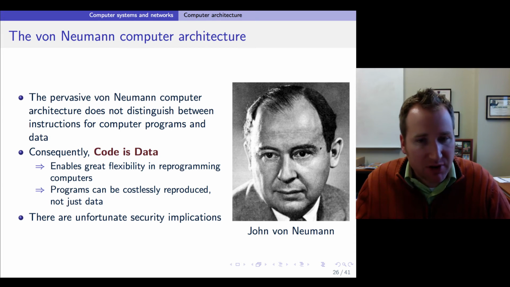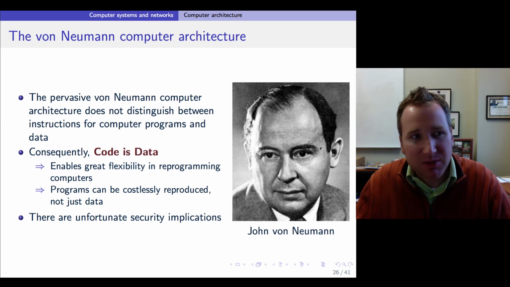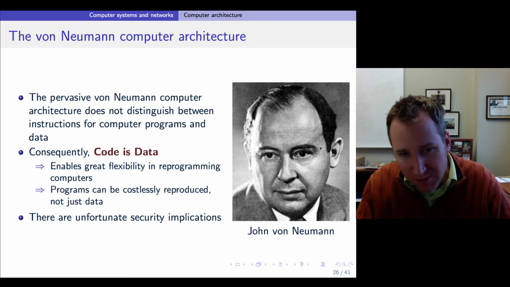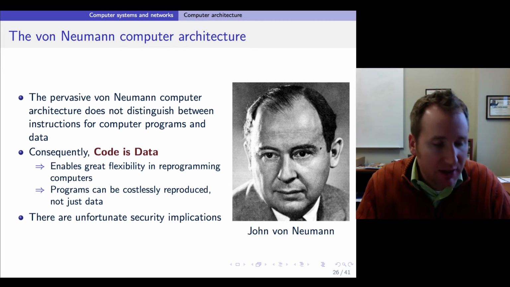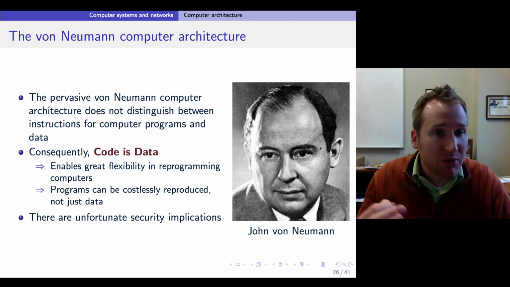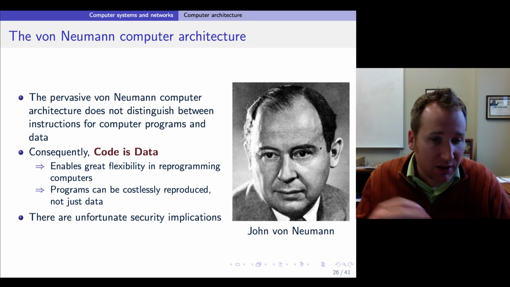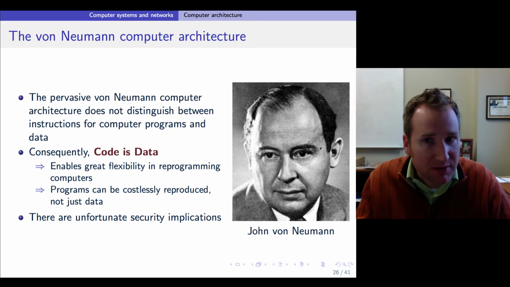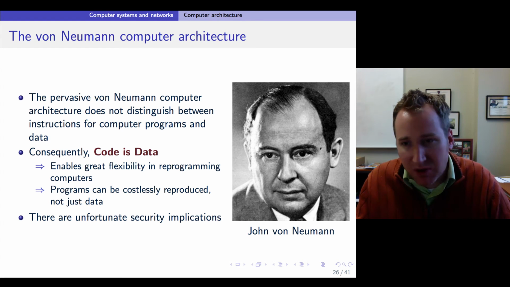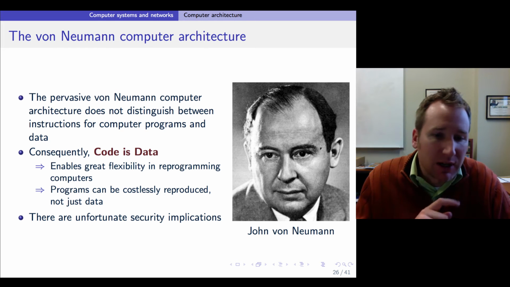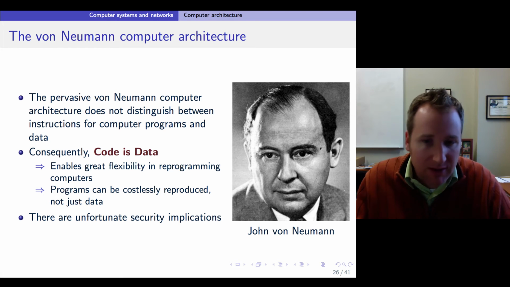By setting up this architecture in this way, it was possible to have some memory that could have data in one instance and then be overwritten to have code in it. And so it enabled reprogrammable general purpose computing. It also contributes to the fact that programs can be costlessly copied and reproduced, because they're just being translated into their digital representation. So it's not only data that can be costlessly copied, so can programs.